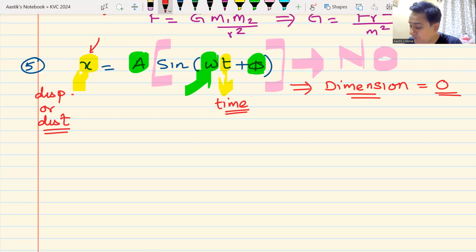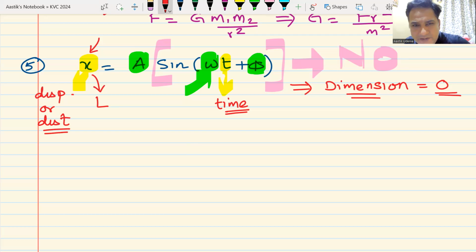Now here we have x. The dimension of x is L, length. That's the dimension on the left hand side. The same must be the dimension on the right hand side. On the right hand side I have two quantities. One is in green, which is A. The other one is in pink, which is a number.